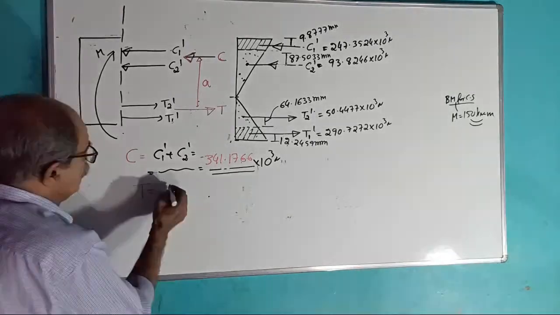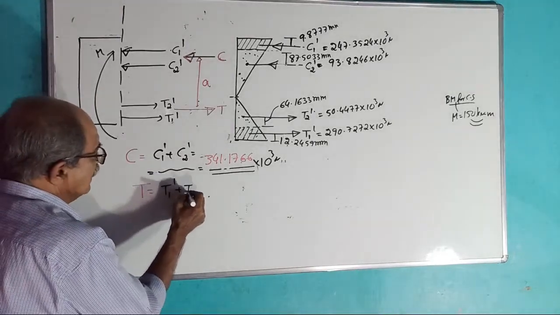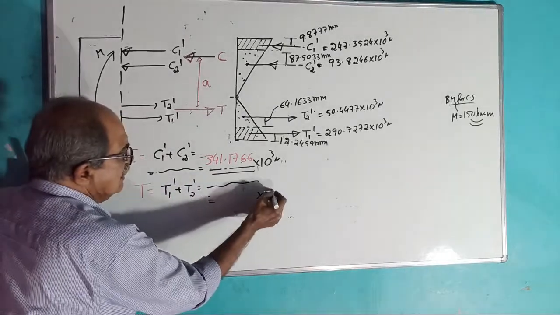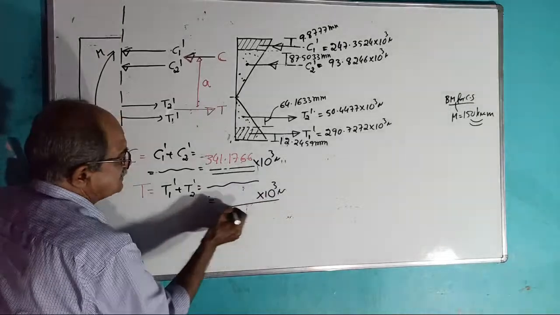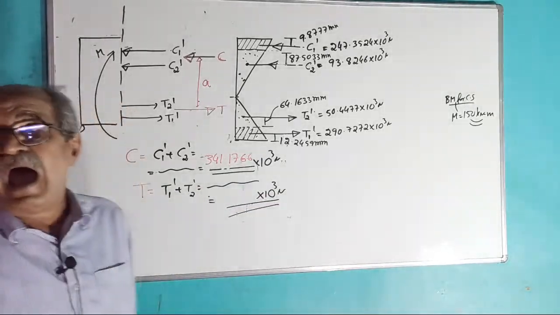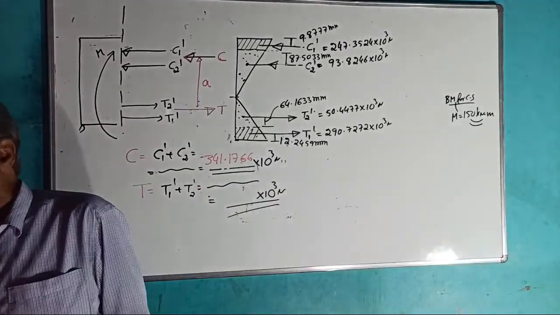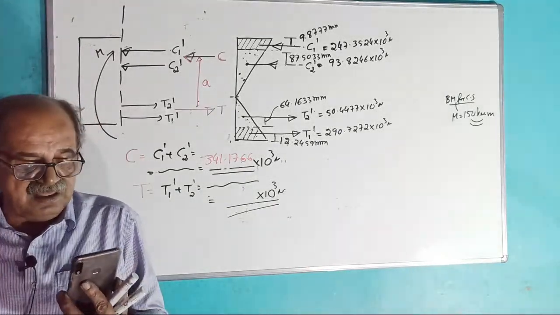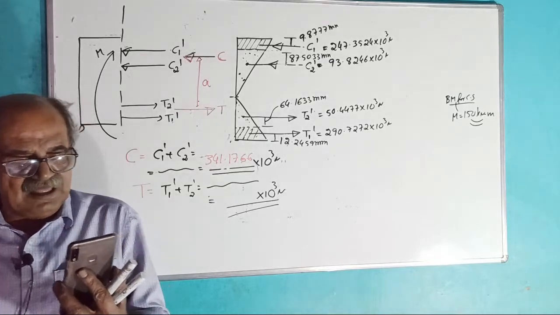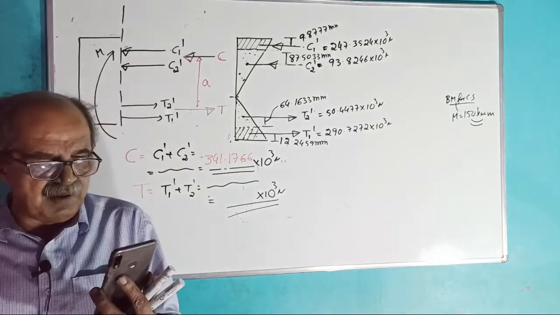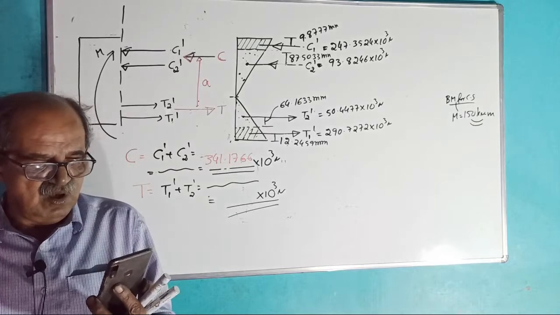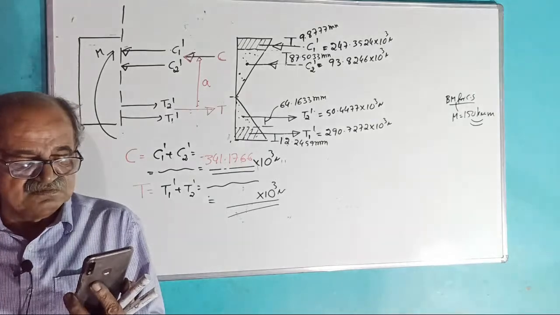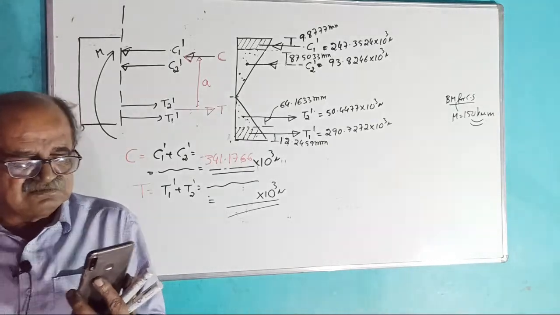The T value is equal to T1 dash plus T2 dash. Add those two also, and tell the answer in 10 to the power 3 Newton. Fast answer. Add T1 dash and T2 dash. Kilonewton I will write later, no problem. Fast, add it.